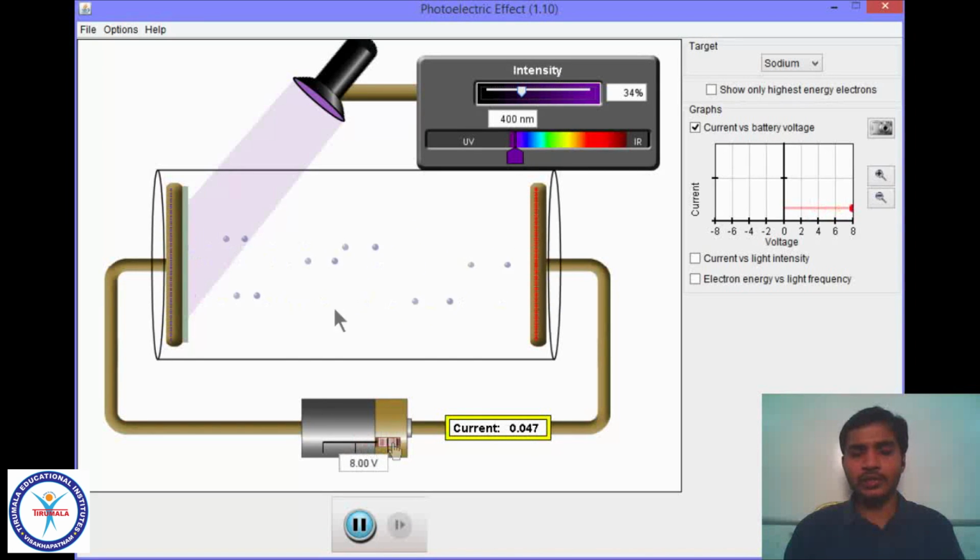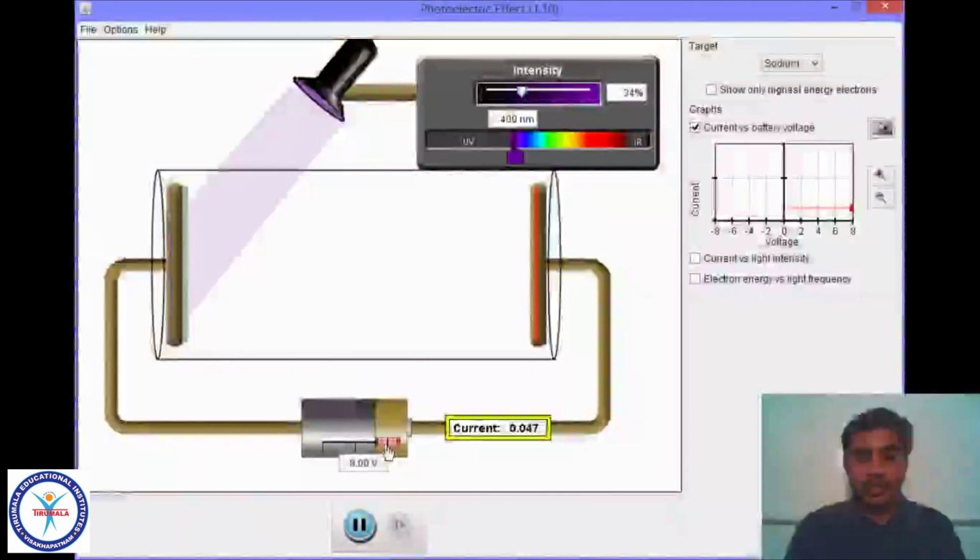So one thing you'll have to notice here is that even though the electrons are moving at a faster rate at high voltage, the gap between one electron and the next electron is larger as well. So eventually, the number of electrons reaching this anode will remain the same. So we have seen that even if the voltage is increased to a large value, the current doesn't change, and the reason for that is because even though the electrons are moving faster, the gap between one electron and the next electron is also larger.